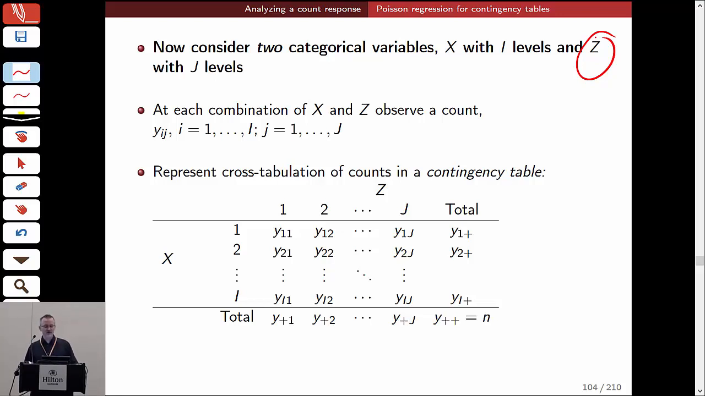So we have 2 categorical variables, x with I levels and z with J levels. And at each combination of x and z, we observe a count, and that's what this contingency table is. So this is the count of the first level of x and the first level of z. This is the count of the second level of x and the jth level of z. And these counts here are what are called the marginal counts, and they represent the totals. If I draw another line there, they represent the totals across the row or the totals down the column. And so we put a plus in to represent adding across all the levels of that subscript.